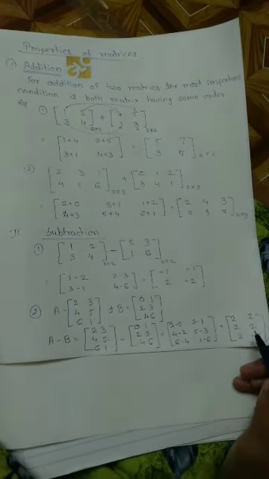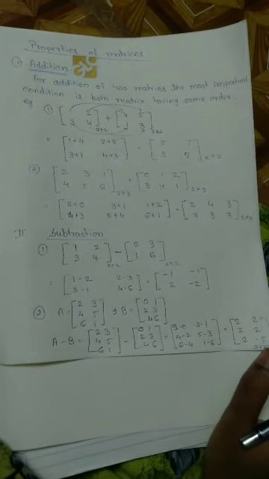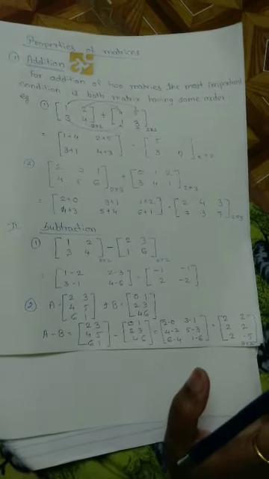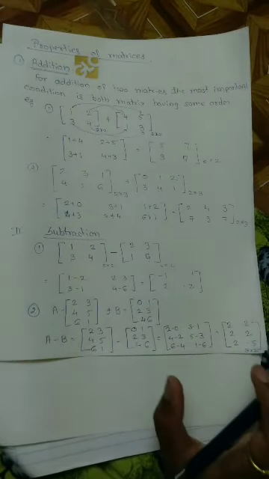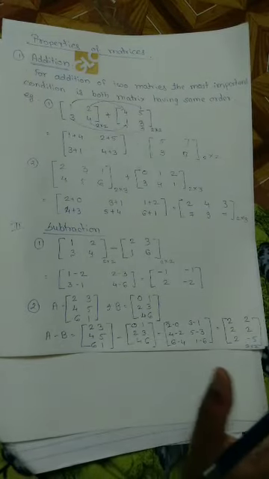So addition and subtraction, both methods have the same condition: whenever we add two matrices or subtract two matrices, both matrices must have the same order. If both matrices have different orders, then we cannot add or subtract two matrices.